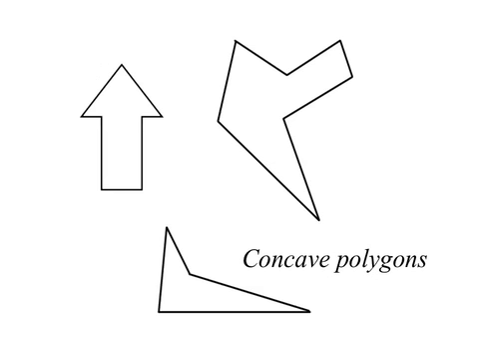And here are 3 examples of concave polygons. You can see that all of the interior angles are not less than 180 degrees in these 3 examples. While these 3 examples are all polygons, this study of geometry will primarily concern itself with convex polygons.